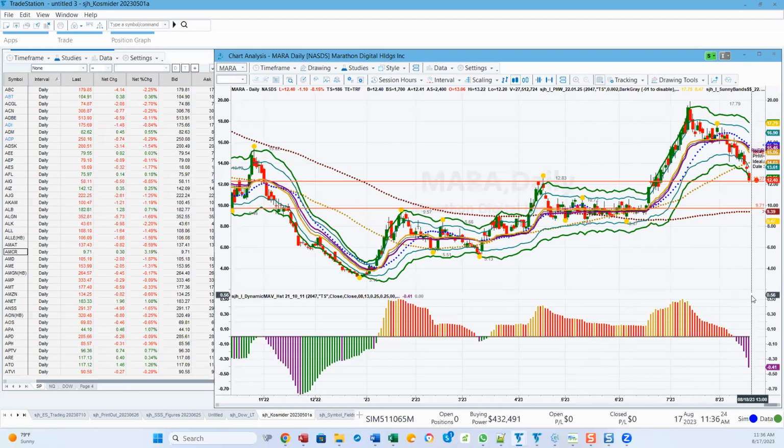So with the histogram showing purple below the zero line, and it's a longer bar, we would have to have some considerable up movement to change that. Otherwise, I'm expecting it to go on down farther.